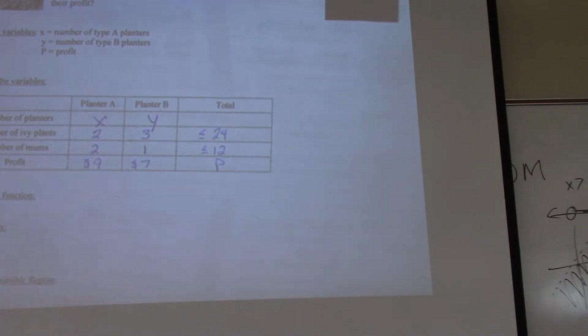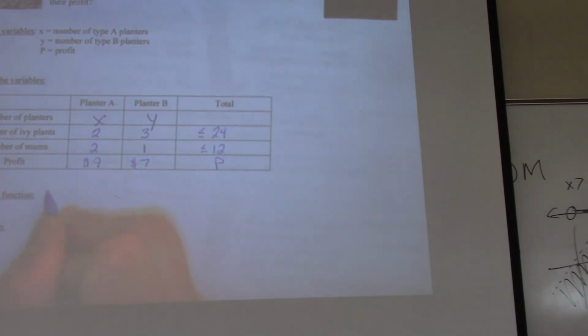Now our objective function, if you look back, and you don't need to look back right now, is always an equation. And again, it deals with profit. We know what our profit is. It's $9 per planter A and $7 for planter B. Can anybody give me the equation for our objective function? I'll even start. So it's 9x plus 7y equals P. It's that easy.